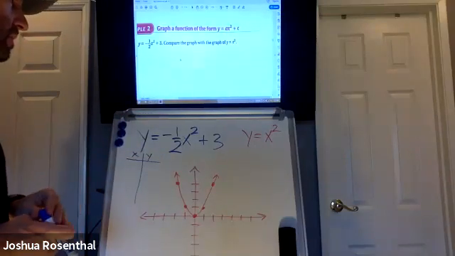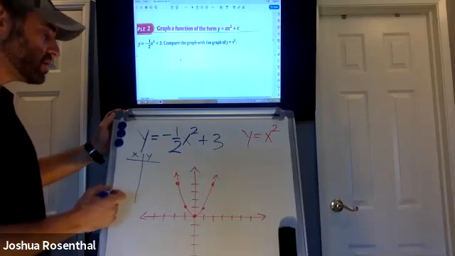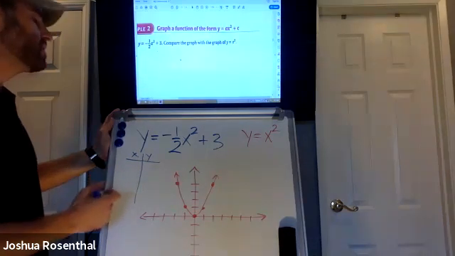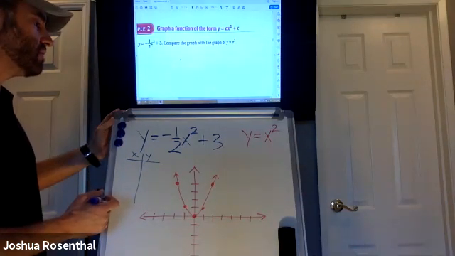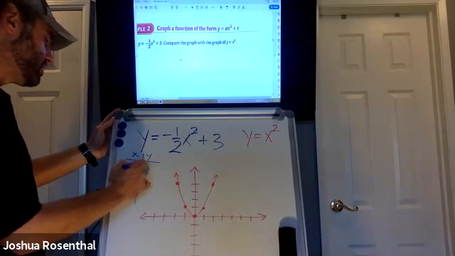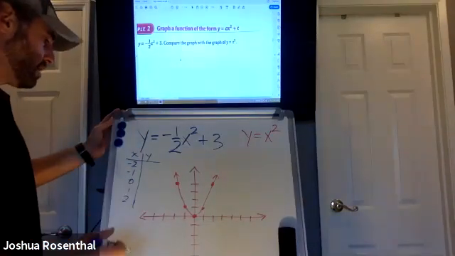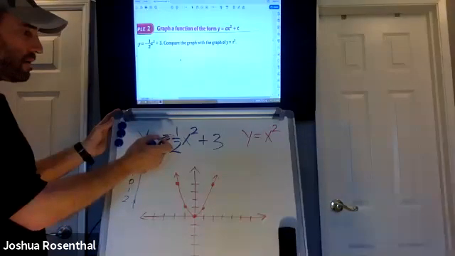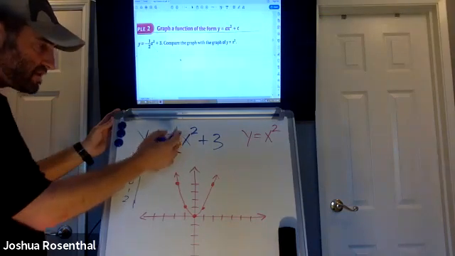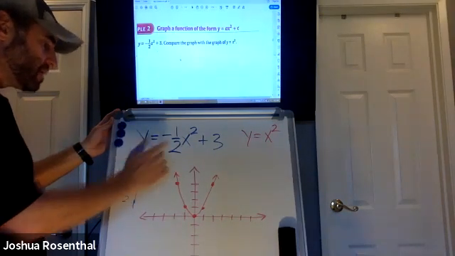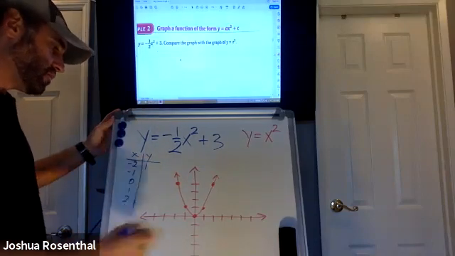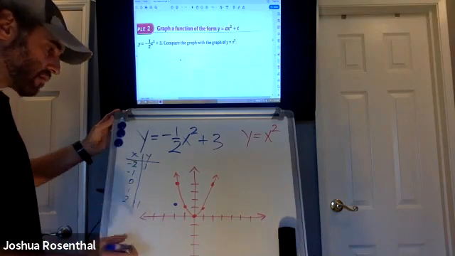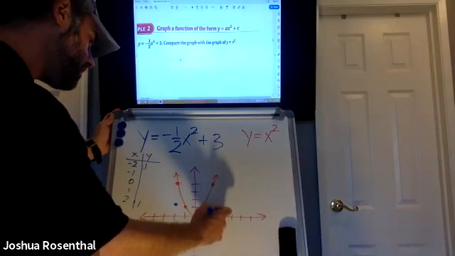Okay. Let's go. I don't want it to get too large, so let me just do -2, -1, 0, 1, and 2 again. Okay, -2 squared is 4. -1/2 of 4 is -2. And then plus 3. -2 plus 3 is 1. So -2, 1. And then 2, 1, right? Because it's going to be the same on both sides.